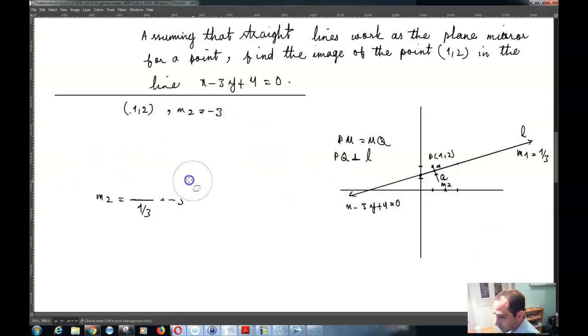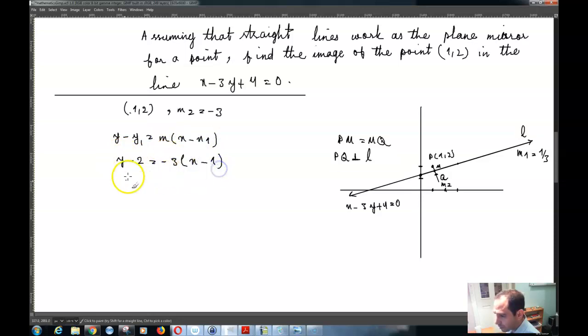So now you can write an equation for this line, meaning that y minus y1 is equal to m times x minus x1. So y minus 2 is equal to negative 3 times x minus 1, and y minus 2 is equal to negative 3x plus 3, and y is equal to negative 3x plus 5. So that is the equation of this line. y is equal to negative 3x plus 5.